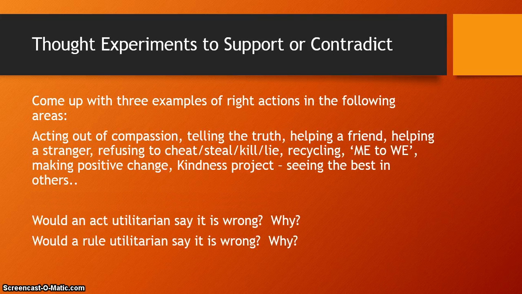All right, next we're going to try to come up with 3 examples of right actions in the following areas: acting out of compassion, telling the truth, helping a friend, helping a stranger. Oh, these are much nicer, aren't they? Refusing to cheat, steal, kill, or lie. Recycling. Meet a We, if you have a Meet a We program in your school. Making positive change. And if you have a kindness project in your school, there's a principle of seeing the best in others. So basically just try to come up with 3 examples of good things to do, right actions, and try to answer these questions.